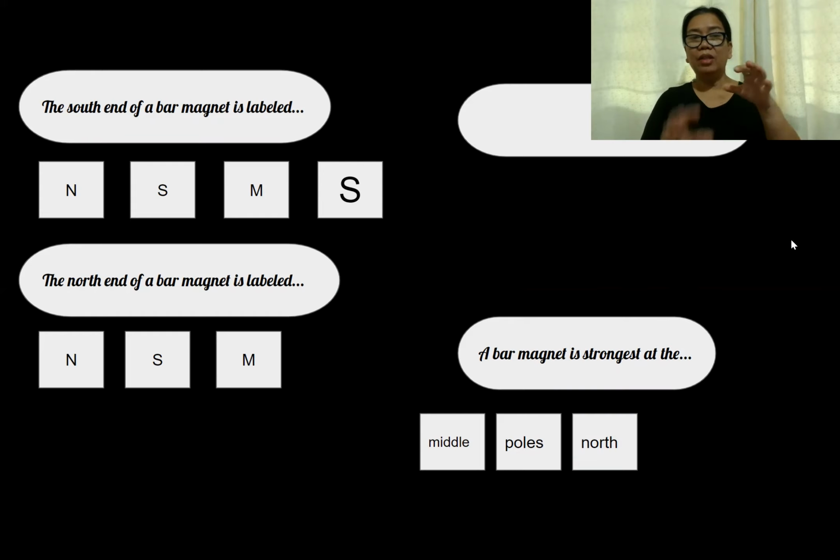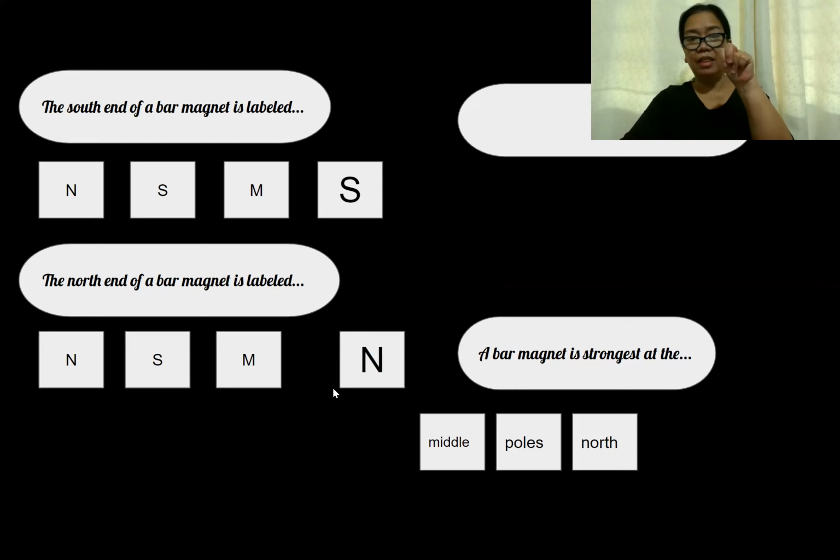The south end of a bar magnet is, what letter do you see? S. This is the south end, labeled S. Now, the next question. The north end of a bar magnet is labeled what? Is it N? Is it S? Is it M? 5, 4, 3, 2, 1. Yes, it is labeled N.